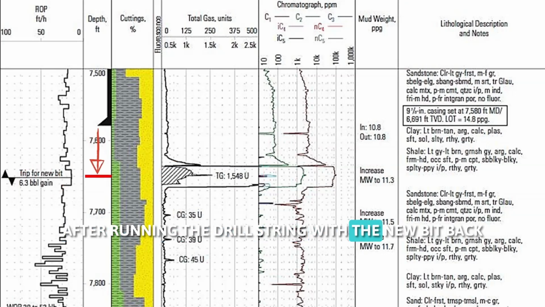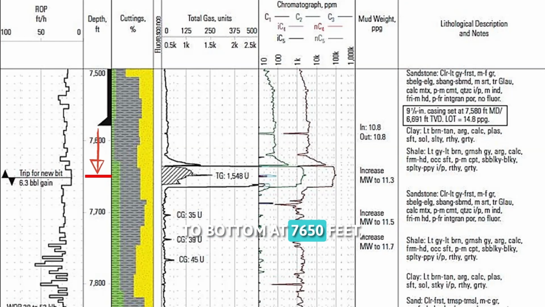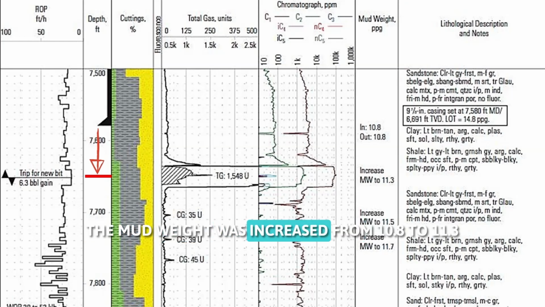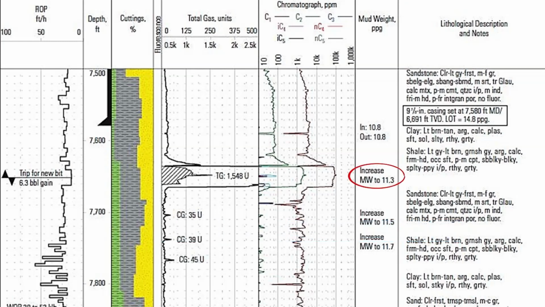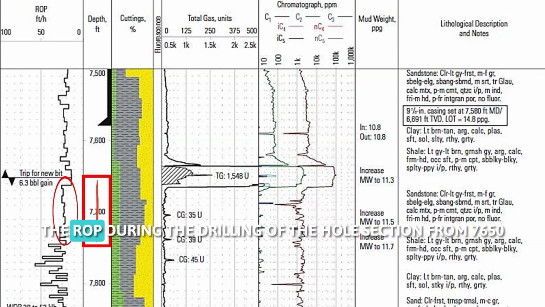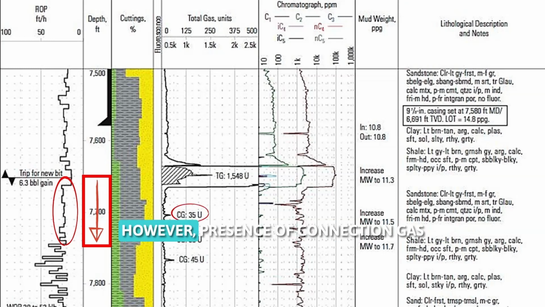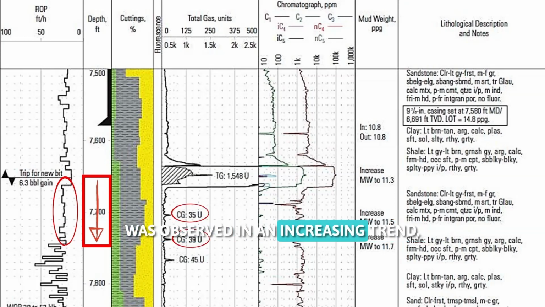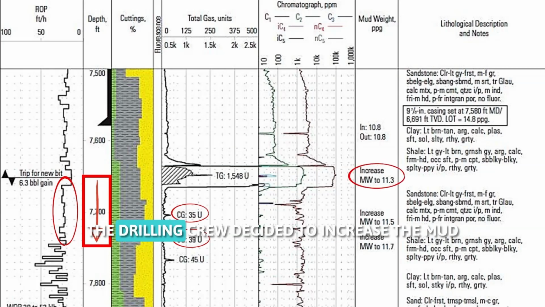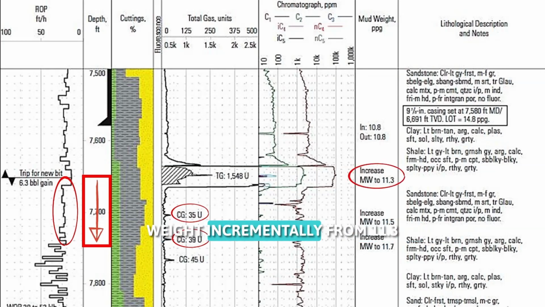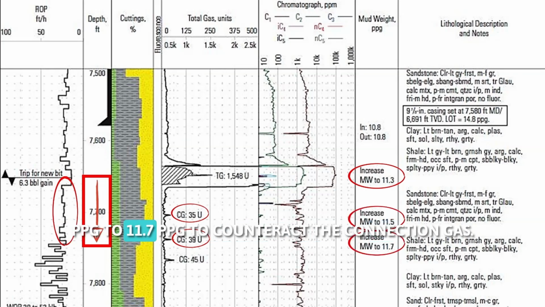After running the drill string with a new bit back to bottom at 7,650 feet, the mud weight was increased from 10.8 ppg to 11.3 ppg and drilling recommenced. The ROP during the drilling of the hole section from 7,650 feet to about 7,750 feet was still around 25 to 30 feet per hour. However, presence of connection gas was observed in an increasing trend. The drilling crew decided to increase the mud weight incrementally from 11.3 ppg to 11.7 ppg to counteract the connection gas.